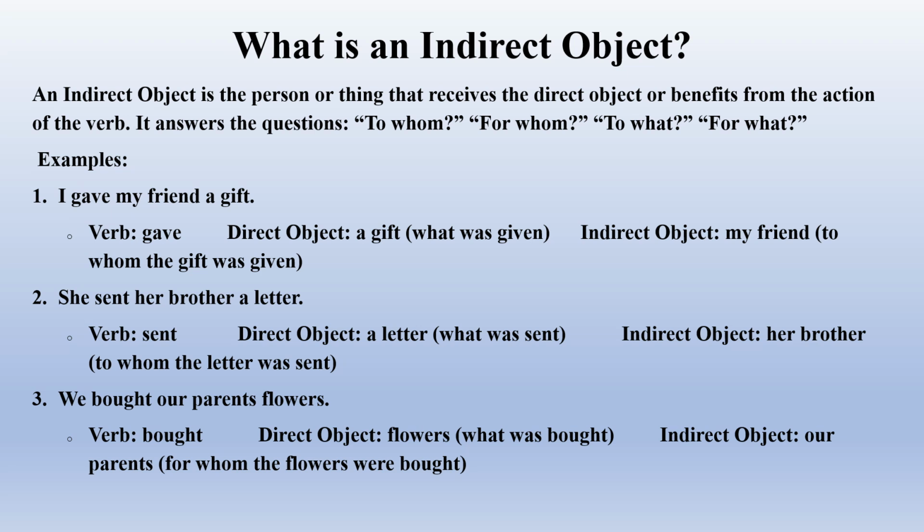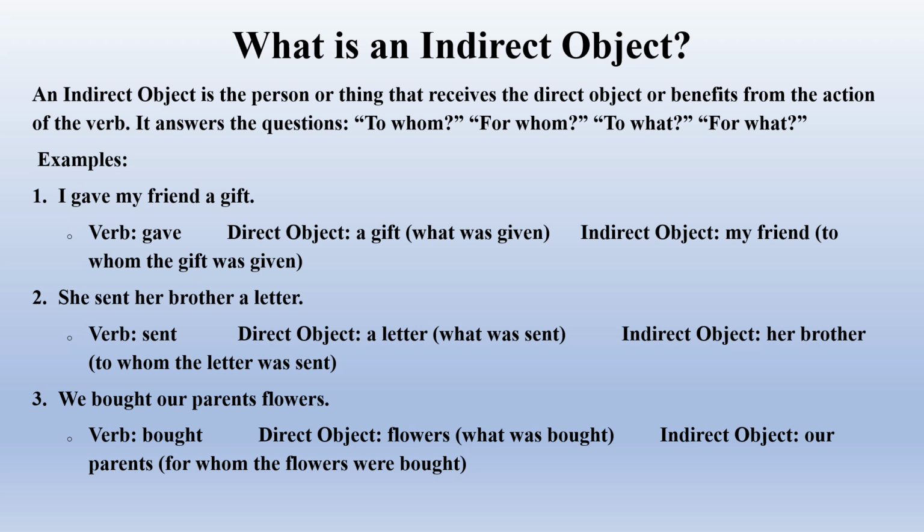The next sentence, she sent her brother a letter. The verb is sent. Ask the question, what was sent? A letter. Letter is the direct object. To whom was the letter sent? Her brother, and her brother is the indirect object. One more sentence. We bought our parents flowers. What is the verb? Bought. What was bought? Flowers. That is the direct object. For whom were the flowers bought? Our parents. Our parents is the indirect object.